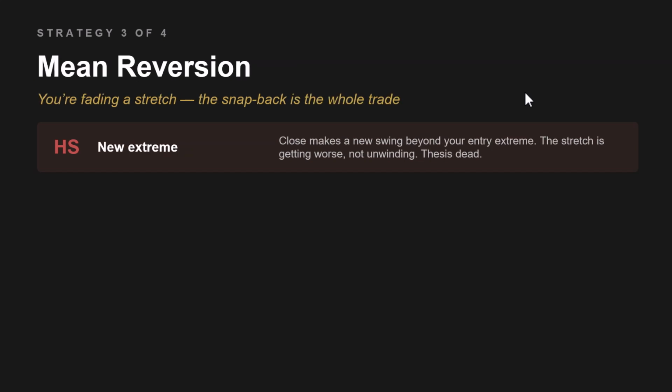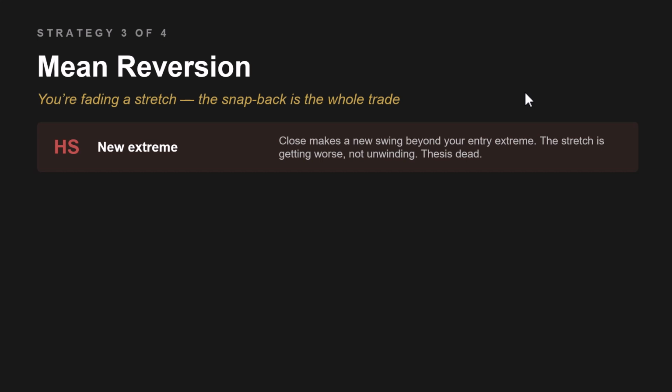Now it gets a little more complicated. If we look to strategy 3 of 4, what we're trying to do is, with mean reversion, is snap back to a medium point. We're fading a stretch or an overstretch in market.